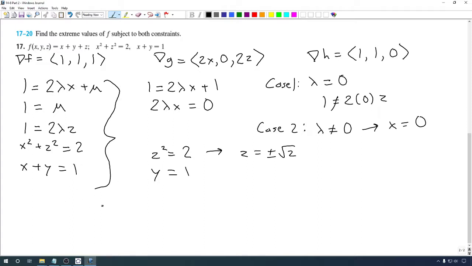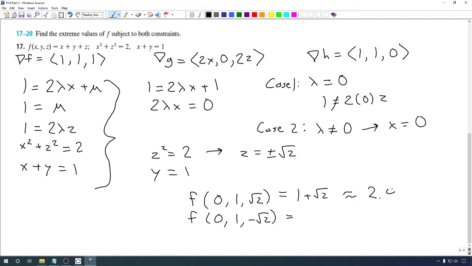So we have 2 points. We have (0, 1, square root 2), and we have (0, 1, negative square root 2). I'm just going to go ahead and not bother writing out a full chart for these. I'll just plug those into my function. So at (0, 1, square root 2), we just add those together. We have 1 plus square root 2, which is approximately 2.414. Then for the other, we have 1 minus square root 2, which is approximately negative 0.414.